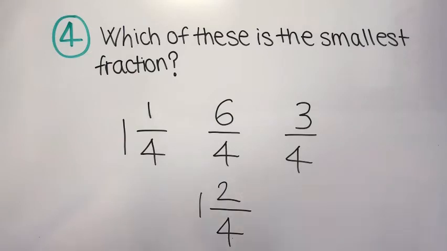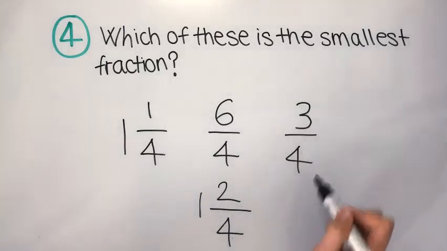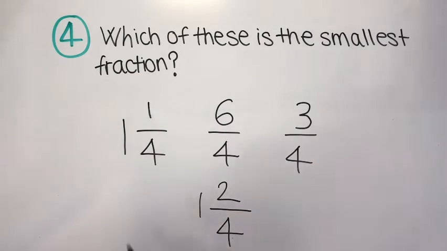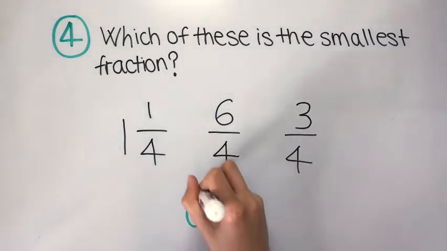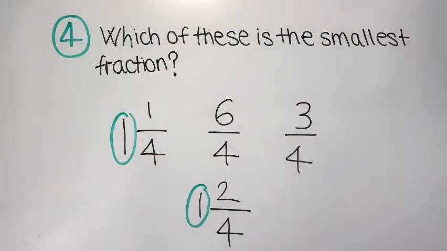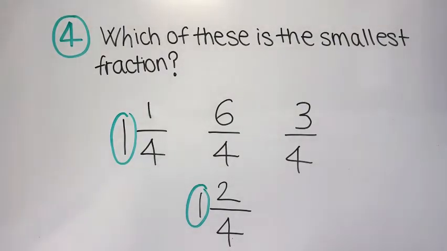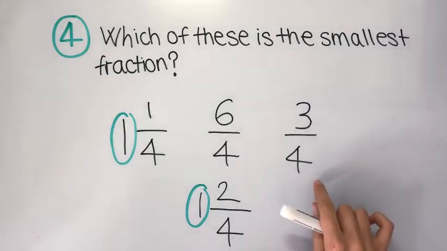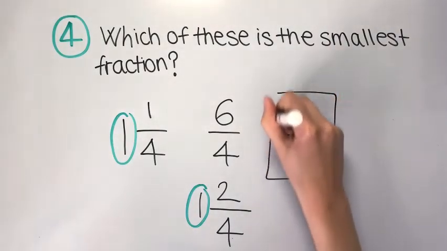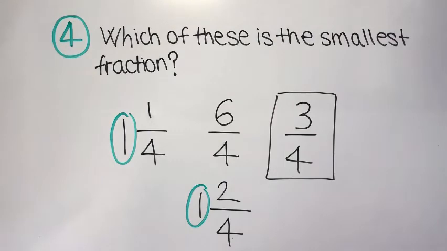Now we are left with 1 1/4, 1 2/4 and 3/4. These two fractions both have a whole number, as you can see here. However, this fraction at the end, the 3/4, doesn't. This means that this must be our smallest fraction, because it doesn't have a whole number like the other two.